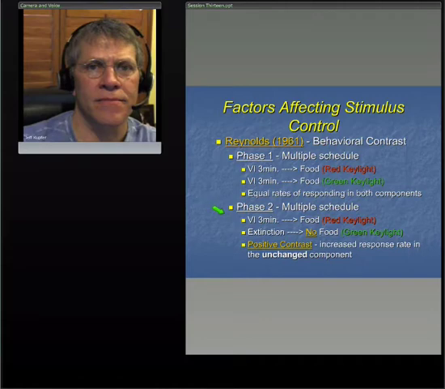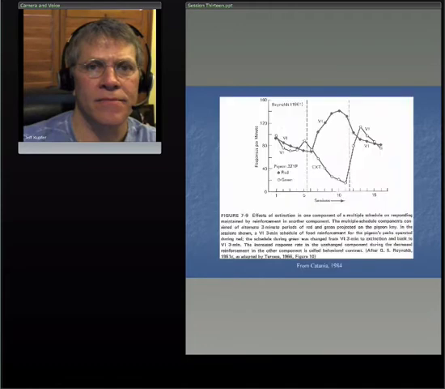In phase 2, Reynolds kept the VI 3 in place for the red key light, but when the green key light came on, no food. In other words, green now was correlated with extinction. And what you see happening here, which should be no surprise, is every time the green key light comes on, you see the open circle, less responding, less responding, less responding. In other words, in the presence of a green key, which is S delta, and its extinction, you see a decrease in the rate of response. So this should be no surprise to you here.